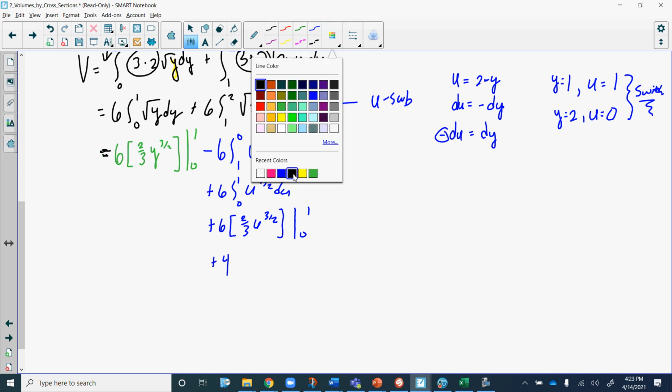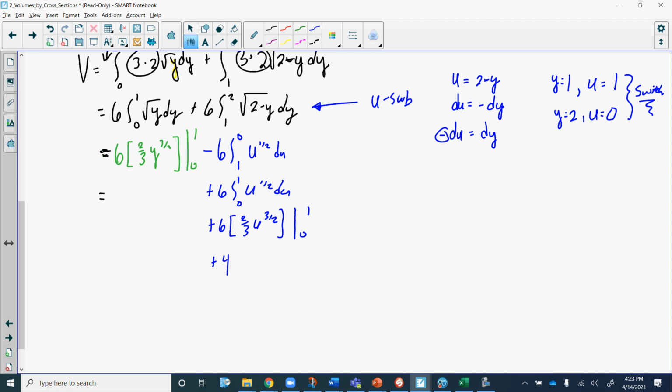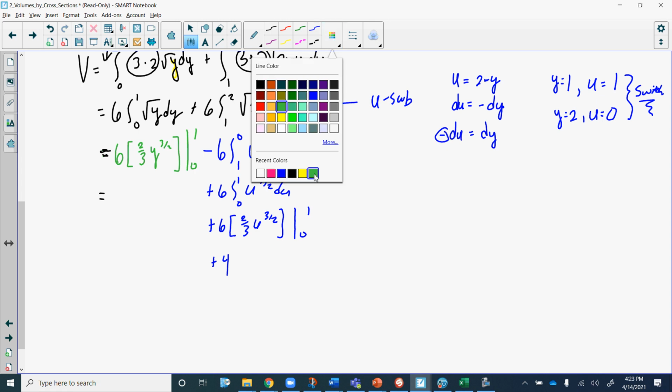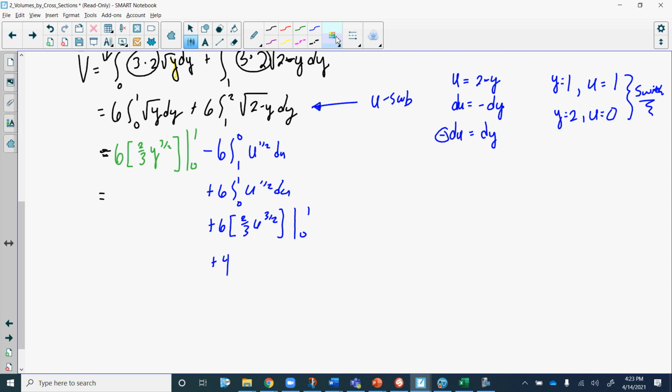Let me get my equal sign here. So we've done the antiderivative, and again we have to do our substitution, and we actually had the same thing, it looks like. If I substitute the 0 in for y, it doesn't matter because it's going to make everything 0. So all I really need to do is substitute the 1, and 1 to the 3/2 power is just 1. 2/3 of 6 is going to be a 4. So 4 plus 4 gives me overall a cross-sectional volume of 8 cubic units.